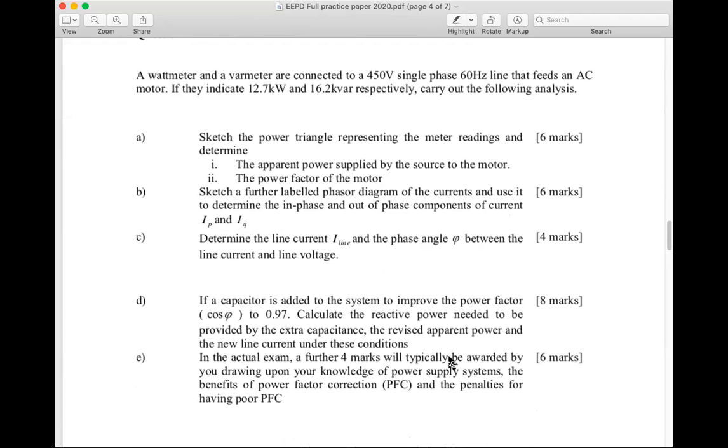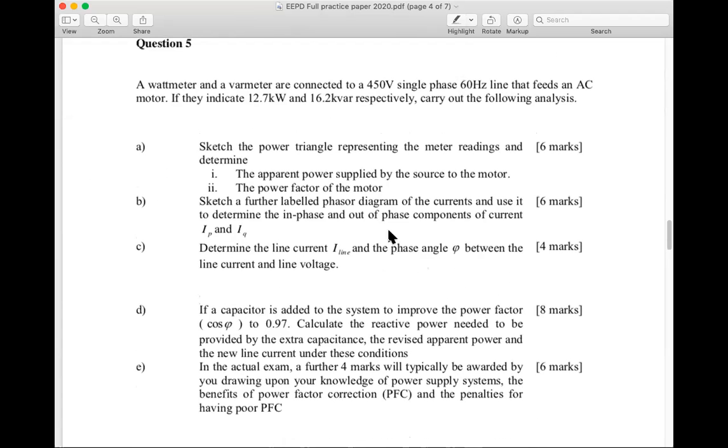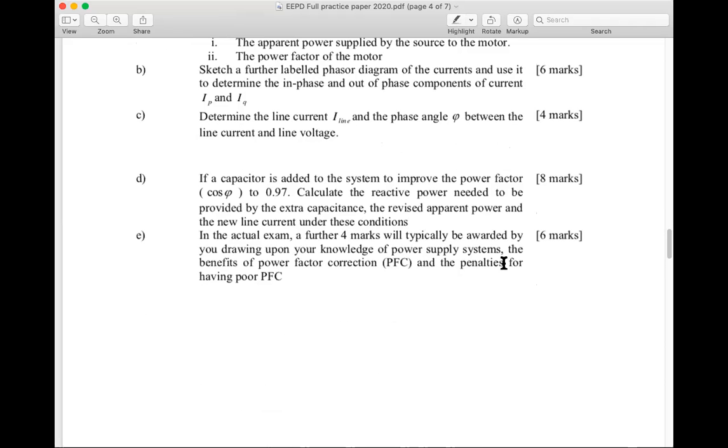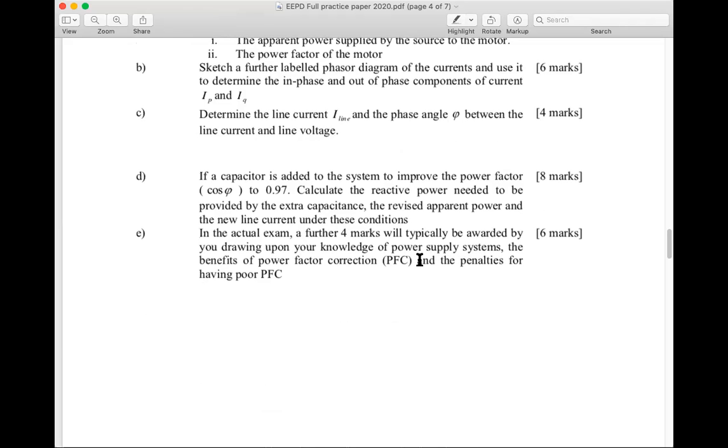Question 5. Watt meter and a var meter connected to a line. Carry out the following analysis. So this is one that's got a bit of real power, reactive power and power factor correction issues. Again, the 6 marks, I haven't been very specific about what I would ask there, and there is no solution for part A in the solutions.